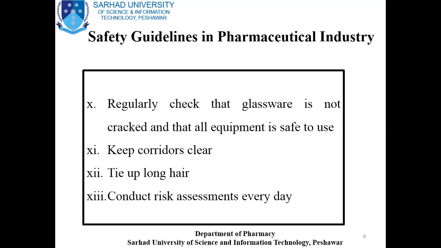Regularly check that glassware is not cracked and that all equipment is safe to use. If maintenance is necessary, it should be properly arranged to ensure the proper function of all the equipment, and the corridor should be cleared in case of any emergency. No rushing in the corridors, and no material to be kept in the corridors. Tie up long hair, and conduct a risk assessment every day.